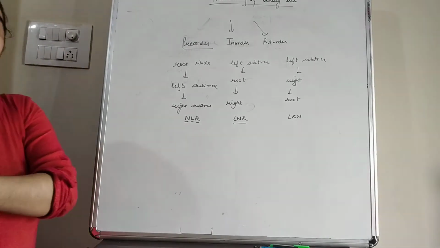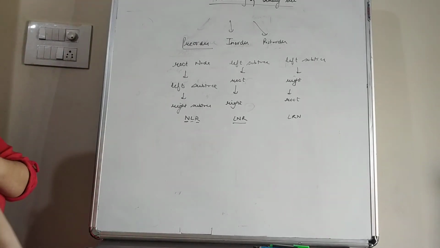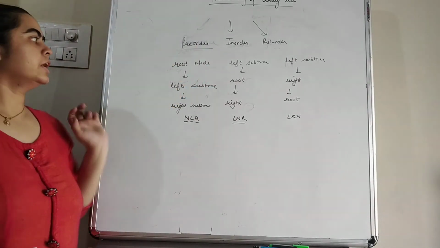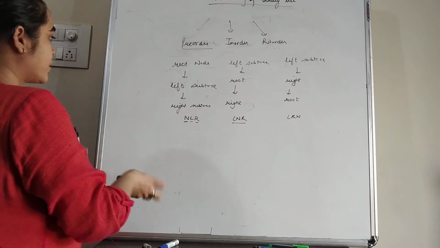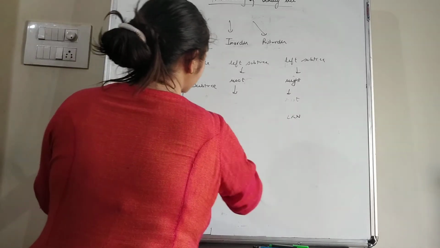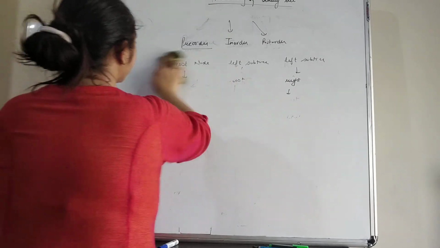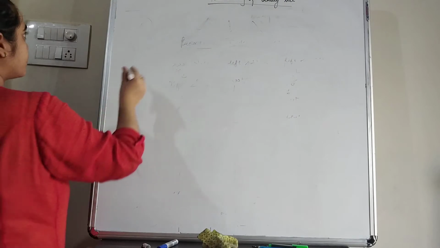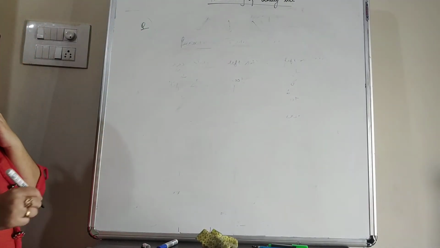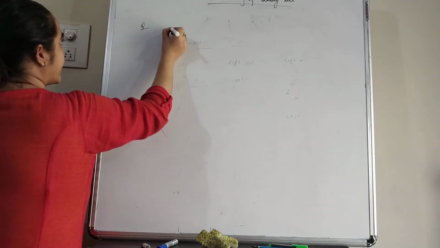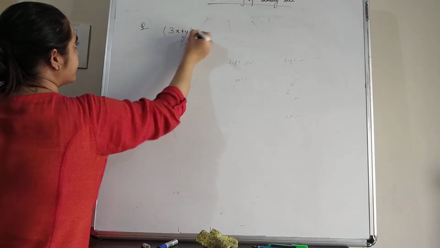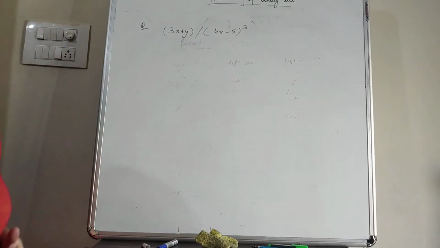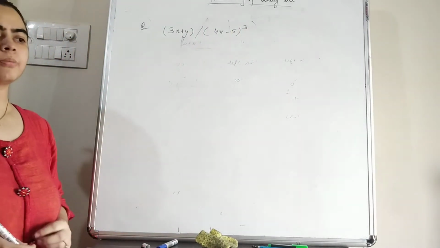Now we can see the different expressions which we can represent using the binary tree with the help of in-order traversal. So see, you can see the example. These types of examples 110% will come in your final exams for 3 marks. So students, suppose there is an expression which you have to convert into a binary tree, that is 3x plus y divided by 4x minus 5 raised to power 3. This type of expression you have to represent in the form of a binary tree.